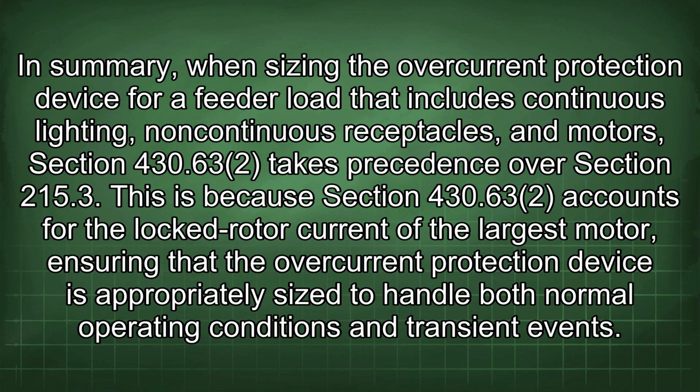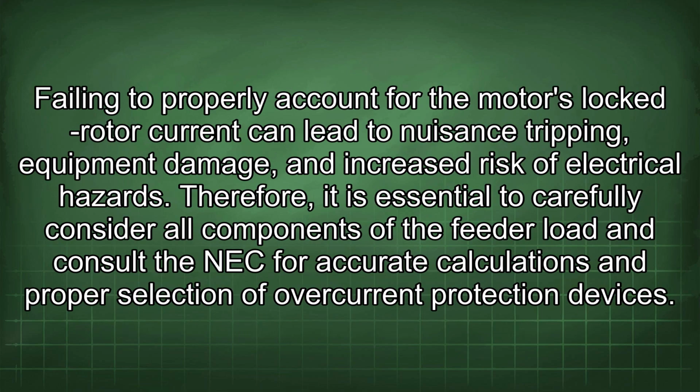This is because Section 430.63 accounts for the locked-rotor current of the largest motor, ensuring that the overcurrent protection device is appropriately sized to handle both normal operating conditions and transient events. Failing to properly account for the motor's locked-rotor current can lead to nuisance tripping, equipment damage, and increased risk of electrical hazards. Therefore, it is essential to carefully consider all components of the feeder load and consult the NEC for accurate calculations and proper selection of overcurrent protection devices.